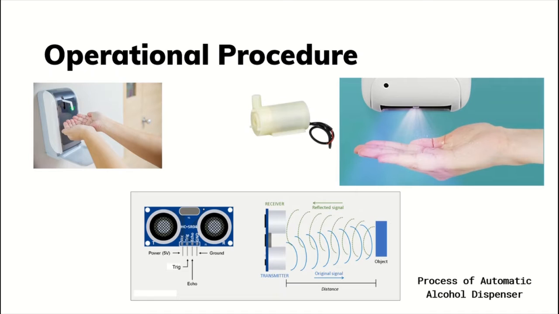This is the process of automatic alcohol dispenser. The user will put his or her hand to the dispenser. The ultrasonic sensor will determine if the hand is less than or equal to 10 cm. If it is, the submersible water pump will dispense an alcohol for about 0.1 seconds.